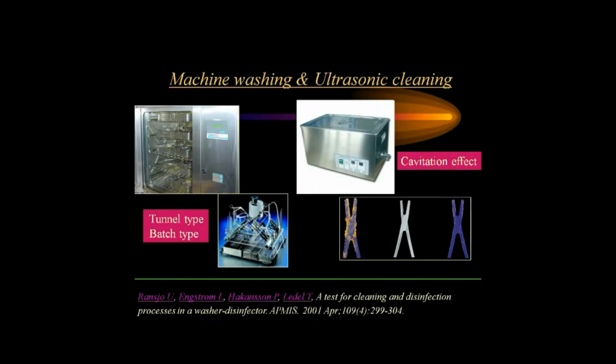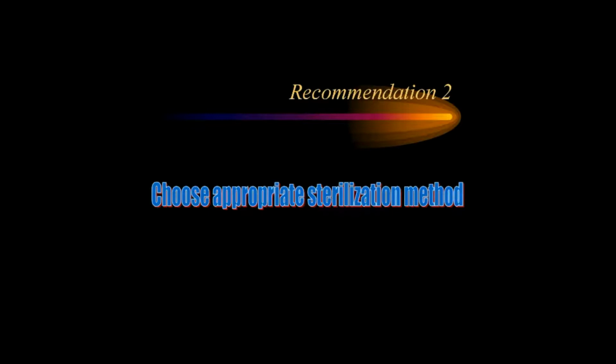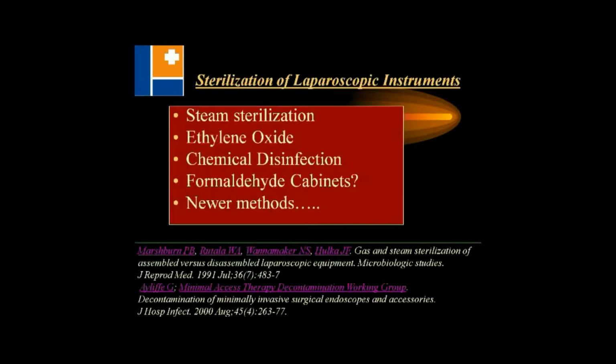available in your hospital. Coming to the sterilization methodology, the recommendation 2. Next slide. There are at least 5 different types of sterilization methodology that can be discussed here: steam sterilization, ethylene oxide sterilization, chemical disinfection, formaldehyde cabinets and their use in the current scenario, and the newer methods available like gas plasma sterilization.